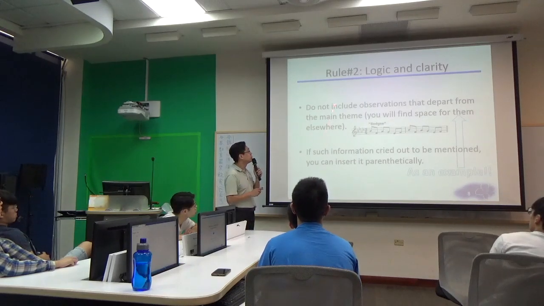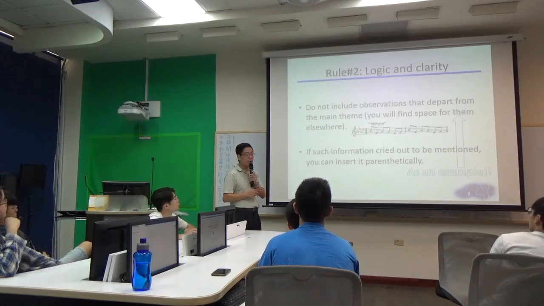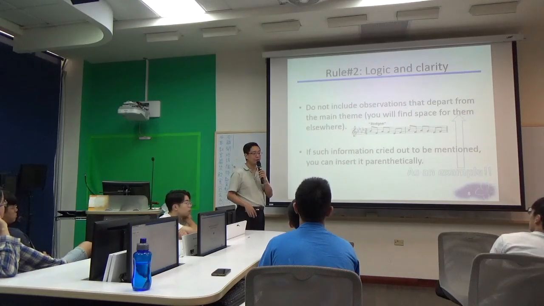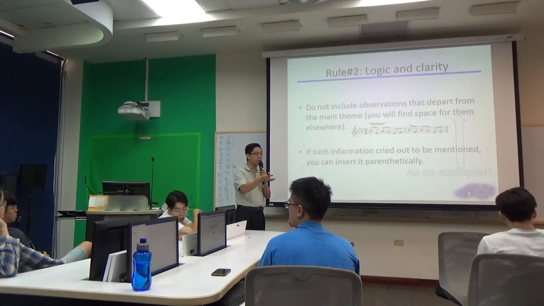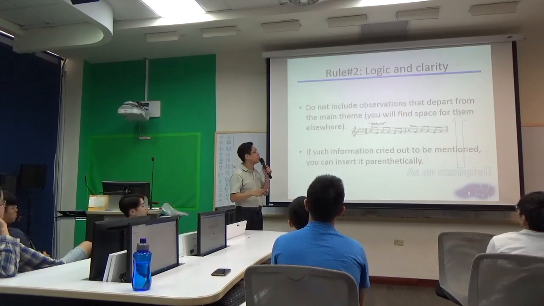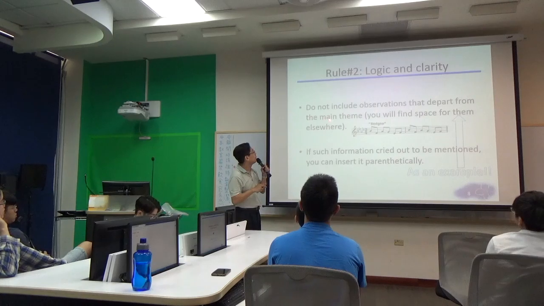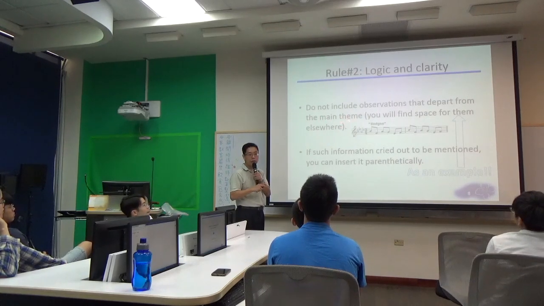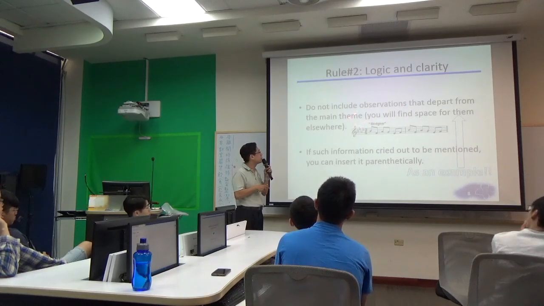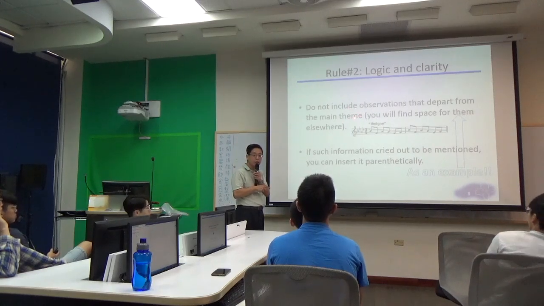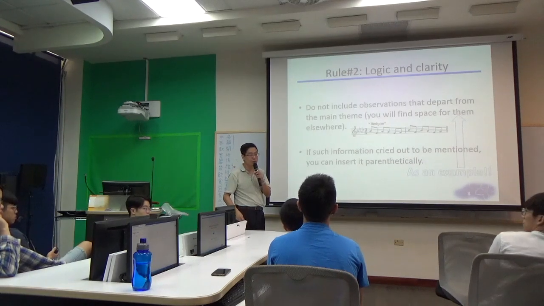Okay, let me tell you. Do not include observation. Observe, observation: you see something. Those are things you observe, right? Do not include observation that depart. Depart means separate. Something is separated from the most important thing. Most important, maybe the theory or something you think is important. So can you understand the sentence?